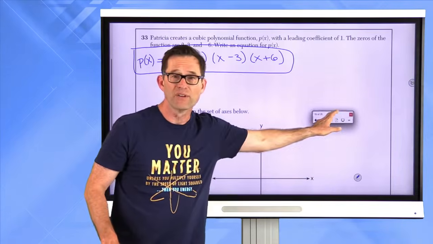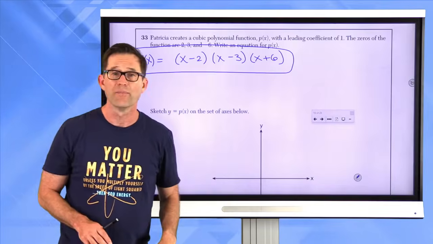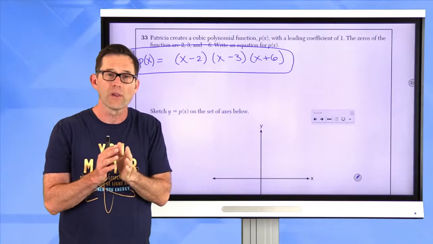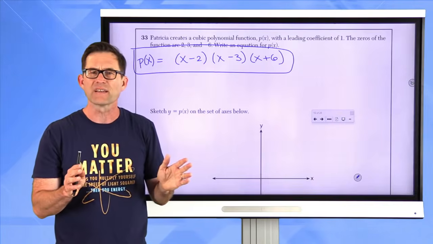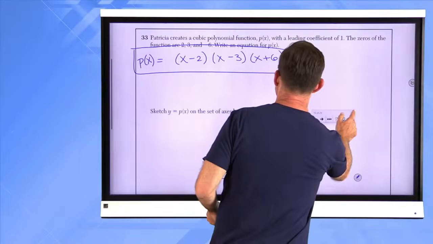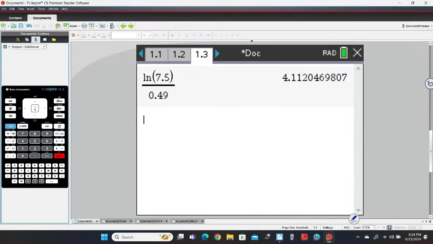I don't love this problem. And the reason I don't love this problem is that these two zeros, x equals 2 and x equals 3, are very close together, and x equals -6 is really far apart, right? So, I can go into my calculator. There's no reason I can't, right?